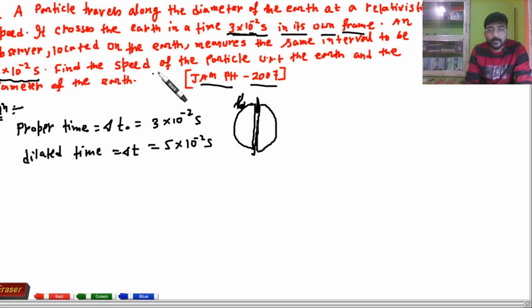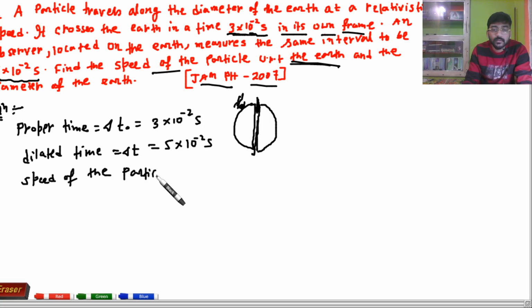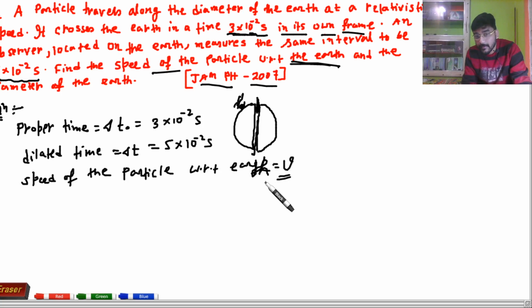Now we have to find out the speed of the particle with respect to the earth. Let me suppose the speed of the particle with respect to earth is equal to v. What does it mean? It means that the velocity of the frame attached to the particle is v.